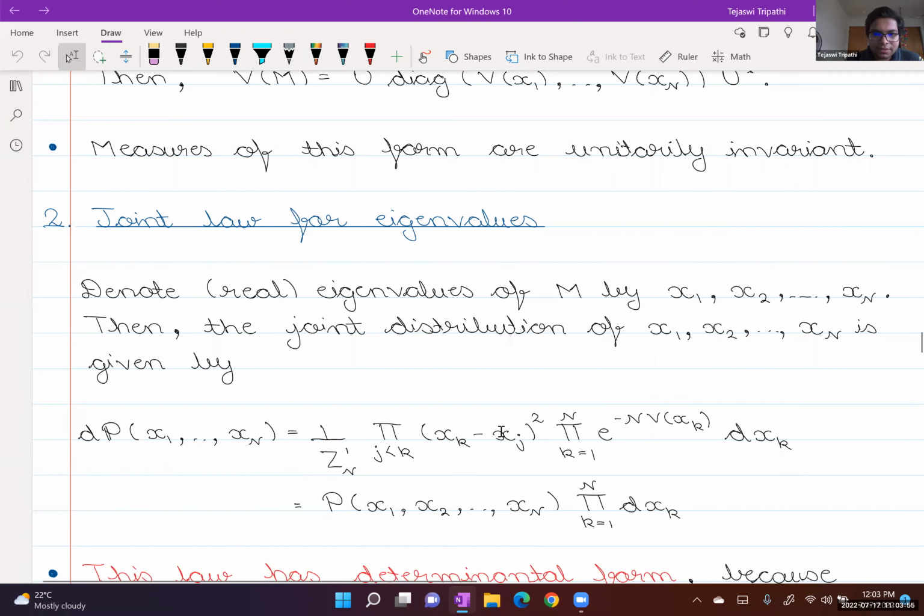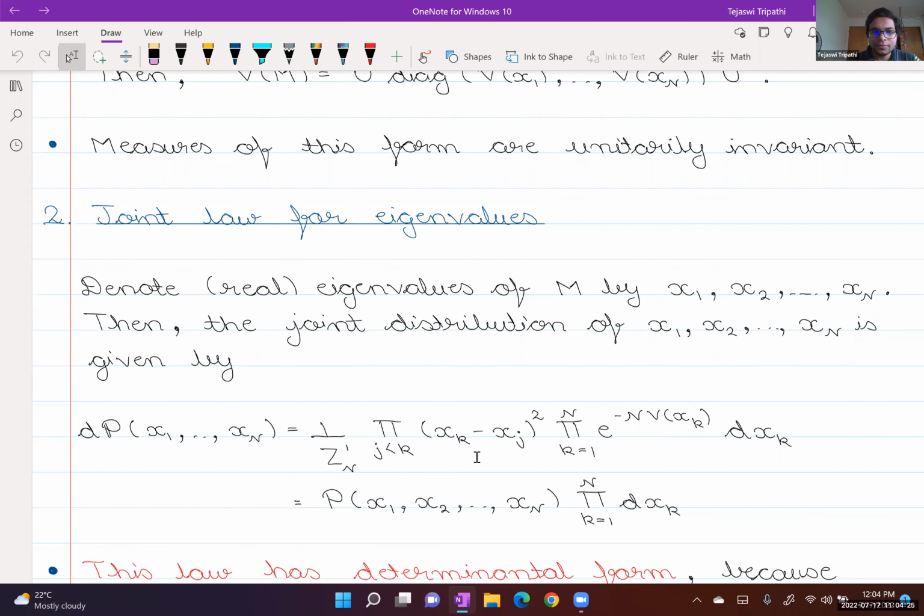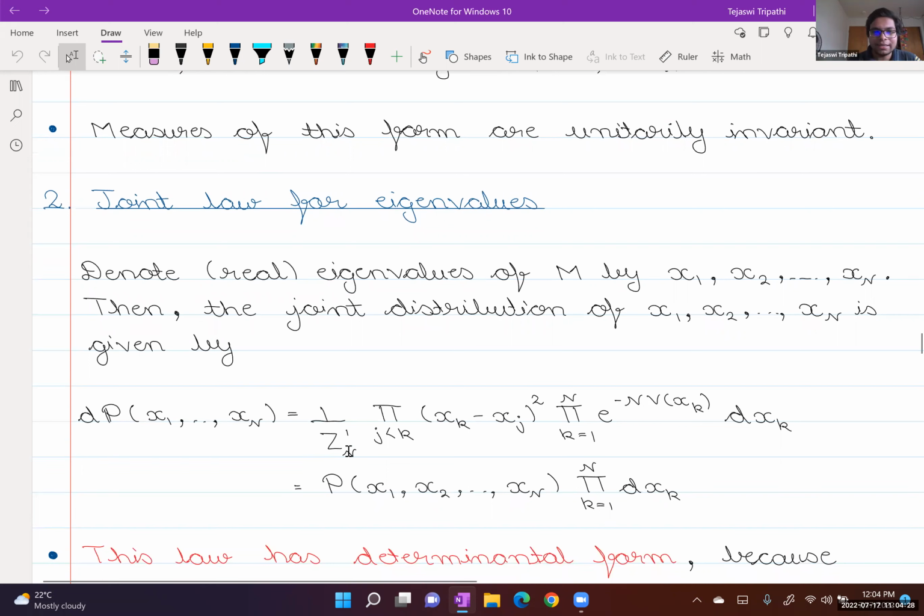Okay, so what does this first factor ensure? If you look at the first factor, it tells us that the density is small if the eigenvalues are close to each other. So this forces the eigenvalues to not be close to each other. The other part says that xk cannot be very, very large because V of xk goes to infinity. So these are all confined, yet they are spaced. So I give this a name, let us say this function is given by p.